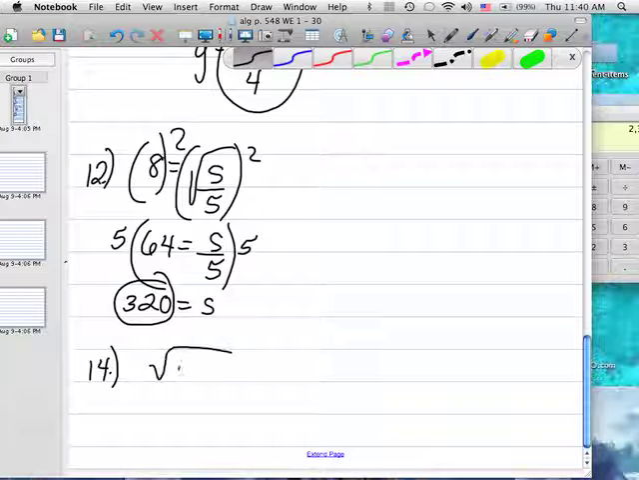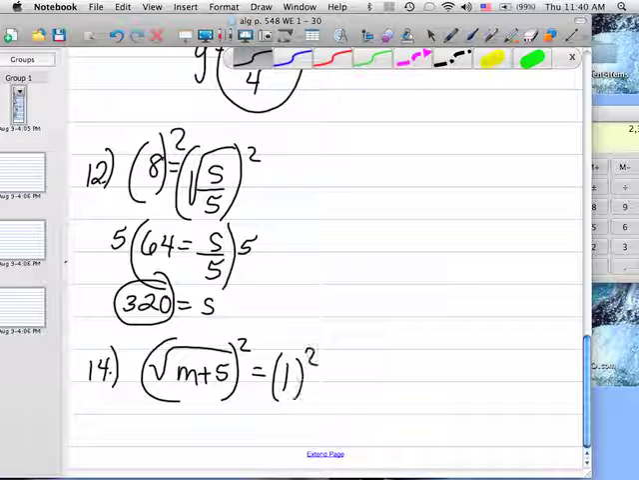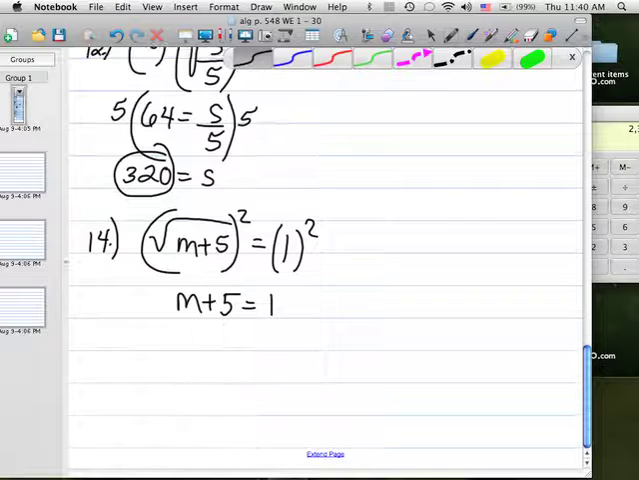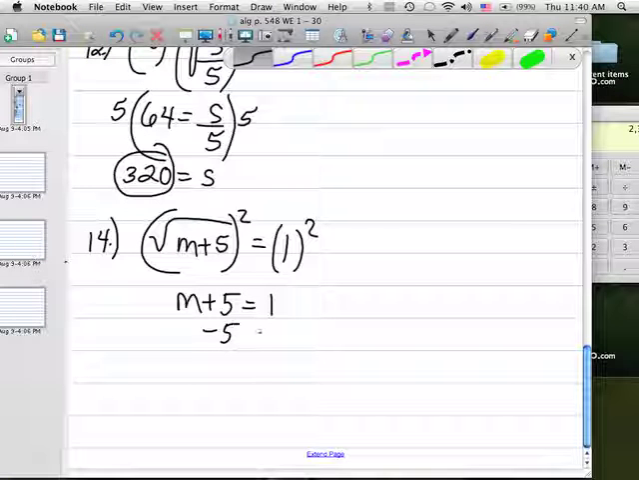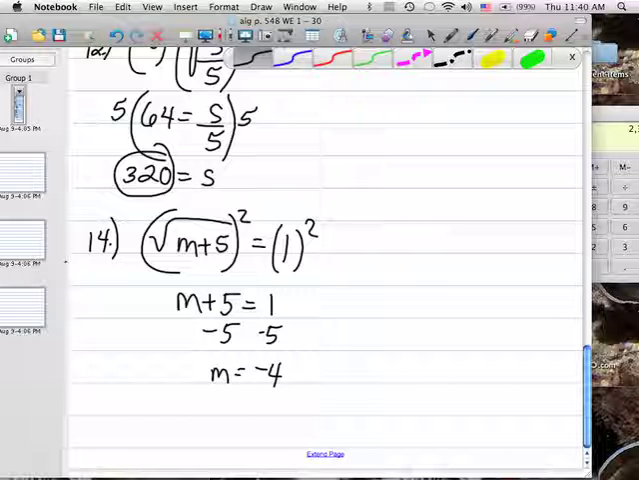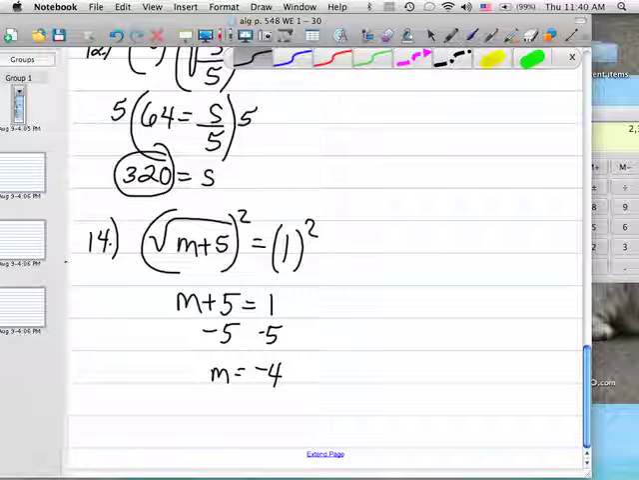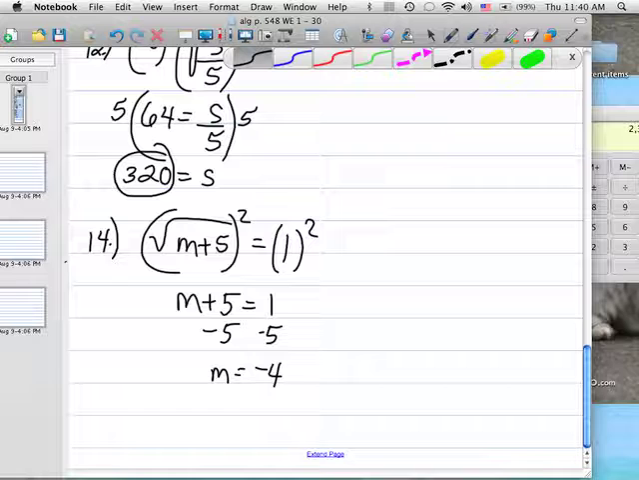We have the square root of m plus 5 equals 1. Square both sides. Eliminate the radical. We have m plus 5 equals 1. Subtract 5 from both sides, and m equals negative 4. If I put that back in, negative 4 plus 5 makes 1, and the square root of 1 is 1, so that works.